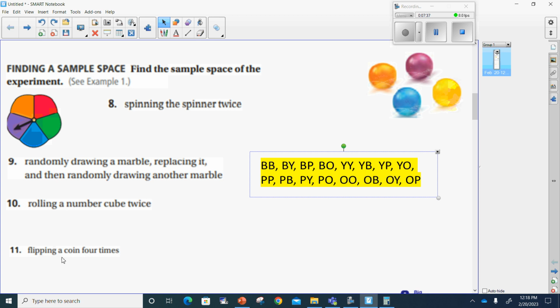11 says flipping a coin 4 times. If I flip a coin 4 times, well, I could first get heads, right? And then tails. Actually, I could get heads 4 times. Heads, heads, heads, heads, right? You know what? I'm going to grab the answers because I don't feel like making all those heads and tails.